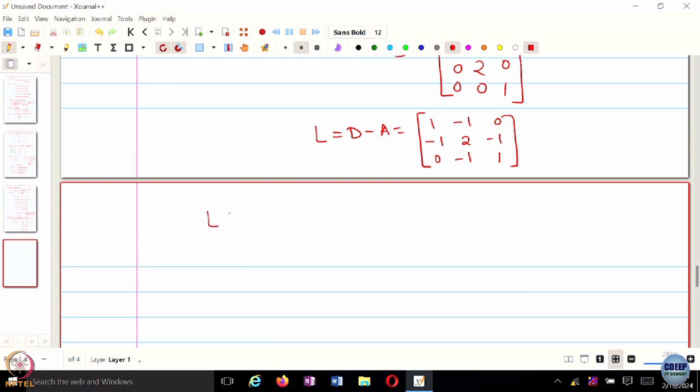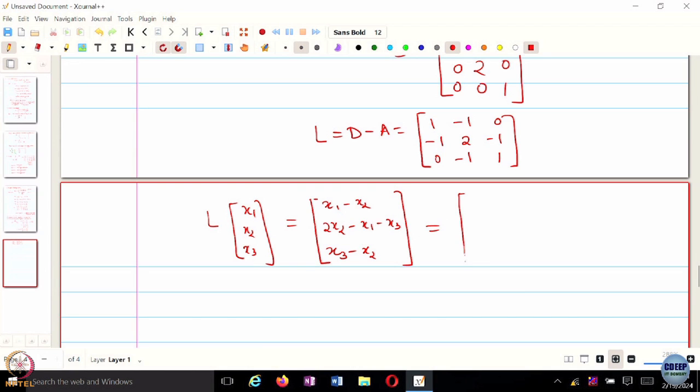Let's also do one thing. Let's multiply this Laplacian with this quantity x1, x2, x3, and let's see the output. The first entry is x1 minus x2. The second entry is 2x2 minus x1 minus x3. The third entry is x3 minus x2. Another way to write this is x1 minus x2, then x2 minus x1 plus x2 minus x3, and then x3 minus x2.